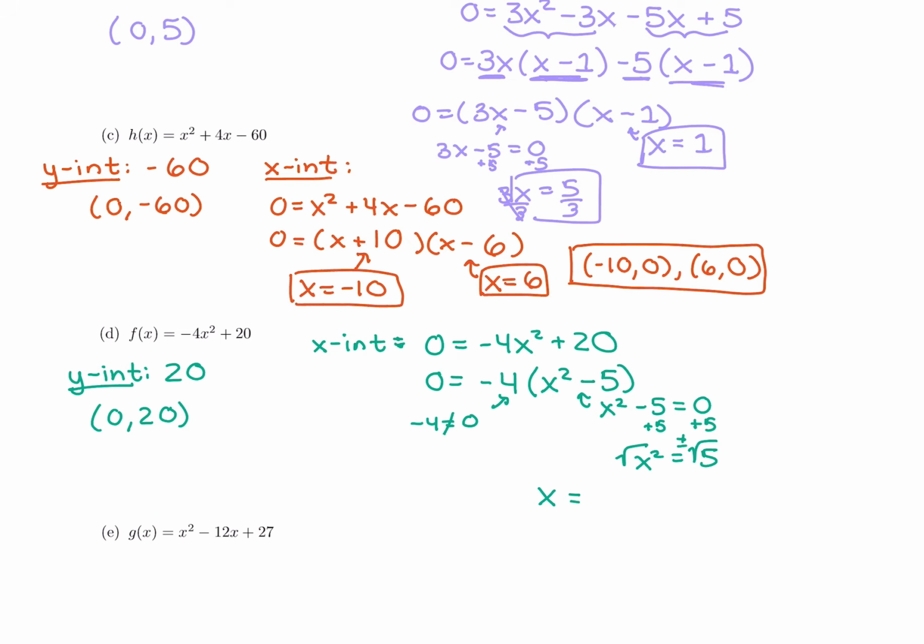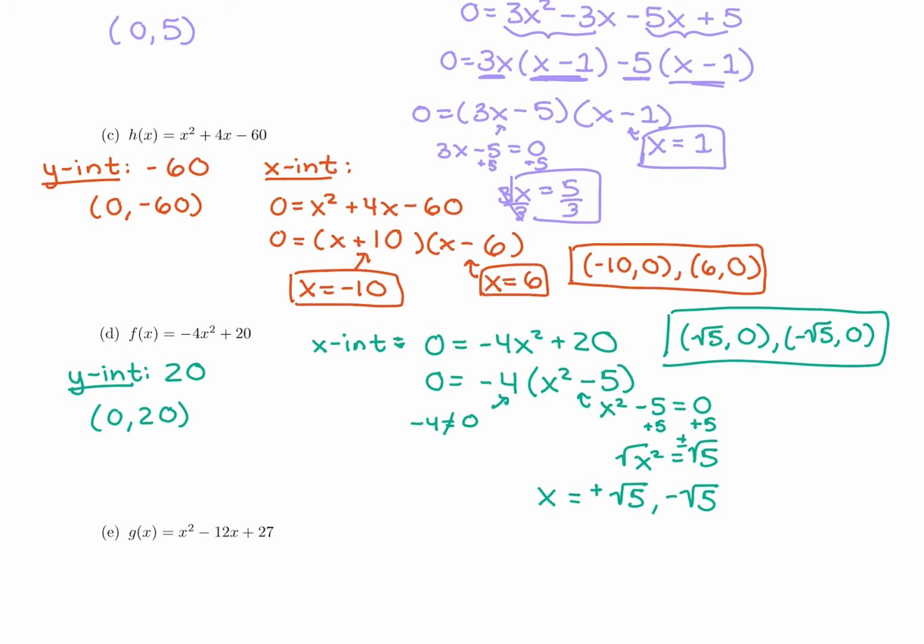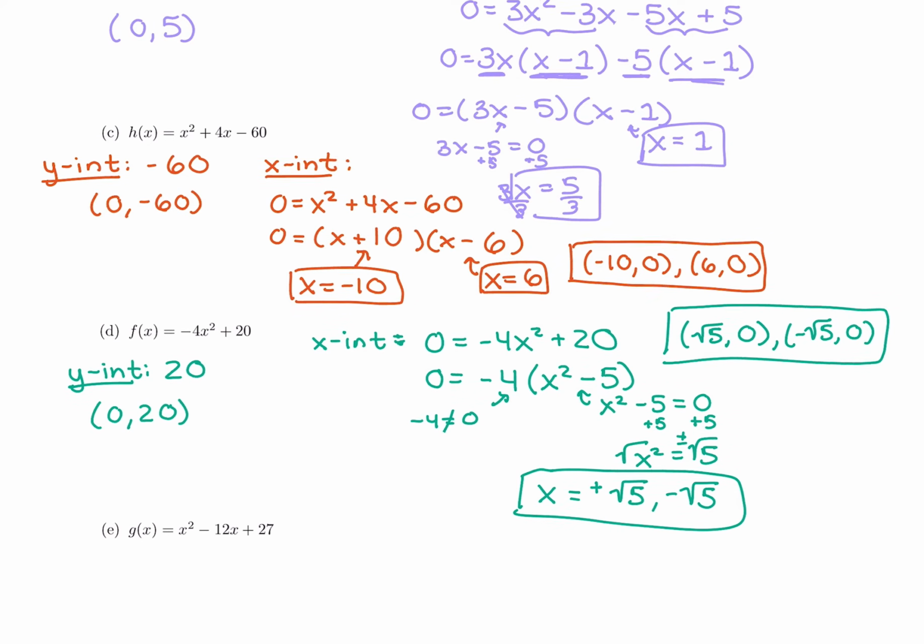So our x here is going to be either positive square root of 5 or negative square root of 5. Both those numbers would square to be 5. So we have two x-intercepts. So we have root 5 would have a y value of 0, as would negative root 5. There's our two x-intercepts. Just remember, if you take the square root, it always has to be plus or minus a number in there.